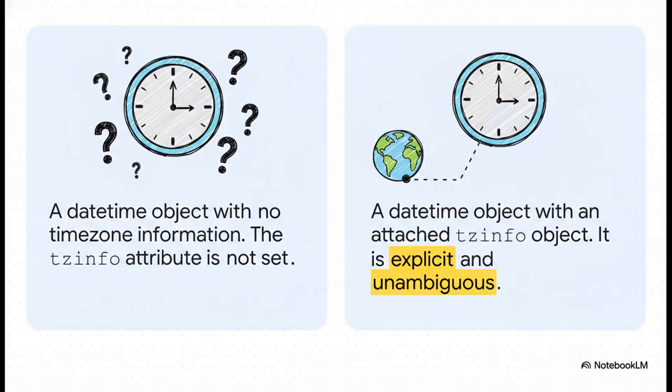And this chart just lays it all out, crystal clear. On the left, you've got naive, no context, totally ambiguous. On the right, you've got aware, it's explicit, we know exactly what we're talking about. And really, when you look under the hood, the only thing that separates them is whether that little tzinfo attribute is set or not. That's it. It sounds simple, but man, it makes all the difference.